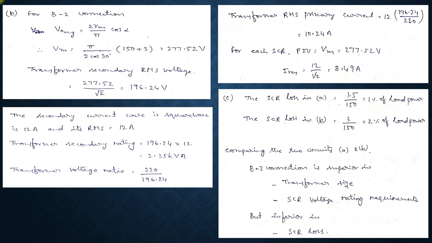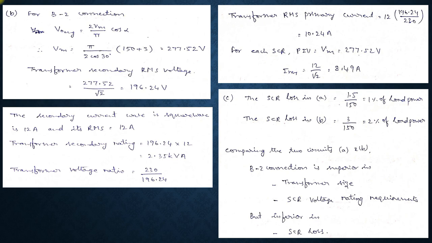The previous one was regarding the midpoint connection. So finally we can conclude with the SCR loss. The voltage drop at the SCR in the first connection is 1.5 volt divided by 150, which is 1% of the load power. Coming to SCR loss in the second, bridge connection, here two thyristors are conducting in each half cycle, so we are losing twice the voltage drop, that is 3 divided by 150. So it is 2% of the load power.